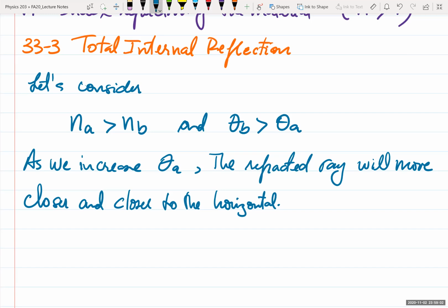So as this happens, eventually theta sub B will reach 90 degrees. It will be perpendicular to the normal, and the ray will be parallel to the horizontal. The value of the incident angle at which that happens is what we call the critical angle.